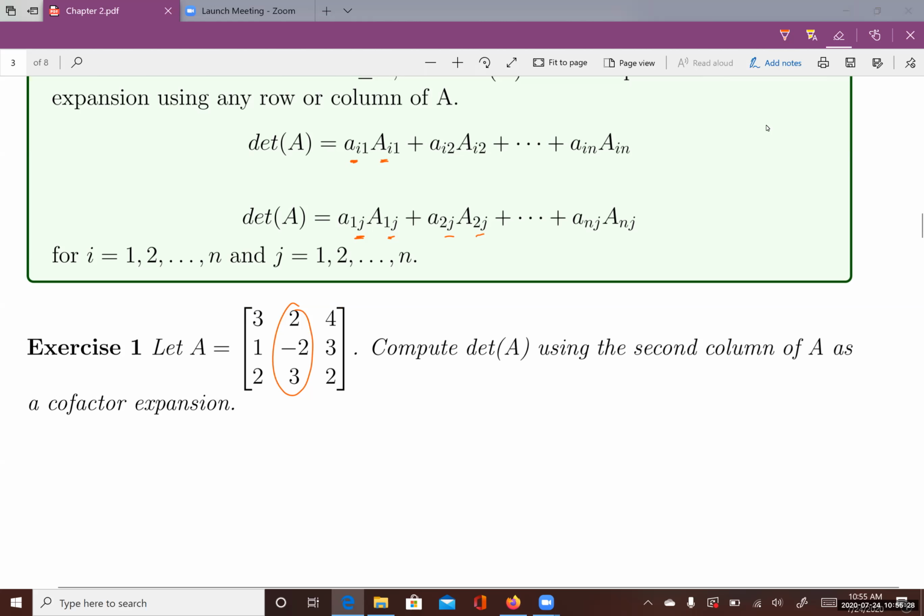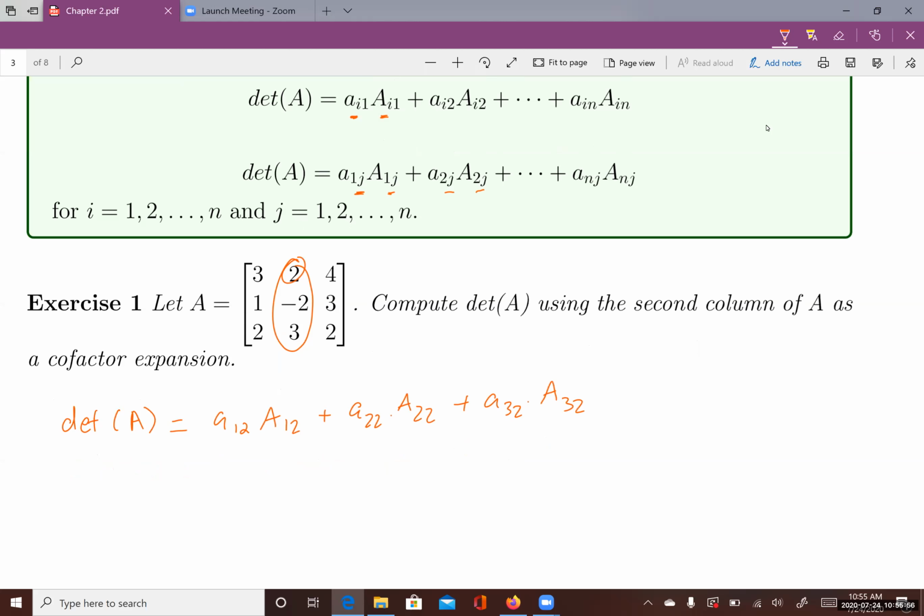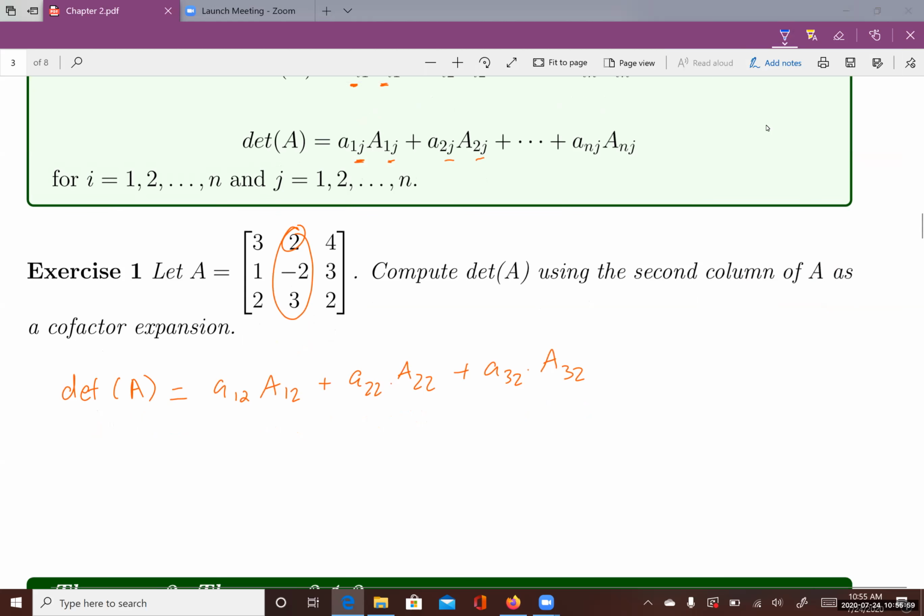So for the second column, in order to find the determinant of A, I would take A12 times cofactor A12 plus A22 times cofactor A22 plus A32 times cofactor A32. I'm picking the second column to find the determinant. Now the goal is I just need to find cofactors A12, A22, and A32. So for A12, I can find M12. A12 is here.